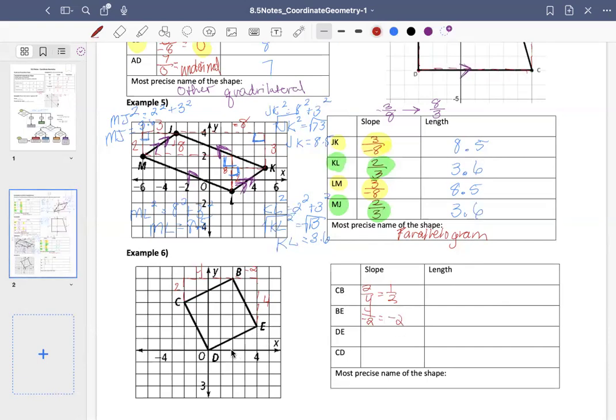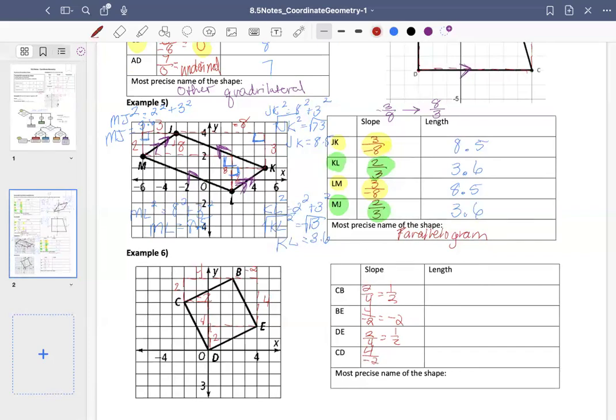Let's go DE. We start by rising 2, and then we run 4. In slope form, that's 2/4, and we simplify to 1/2. Let's finish off with CD. We start by rising 4, so we have a rise of 4, and then we run left 2. So we get 4/-2.